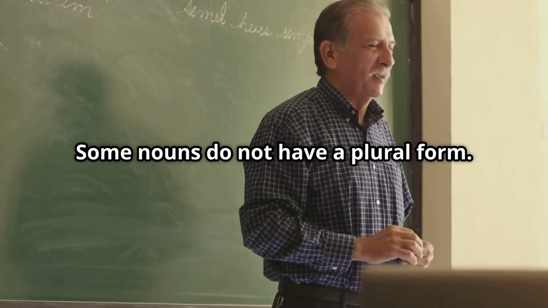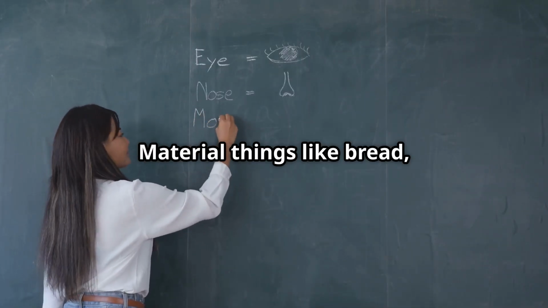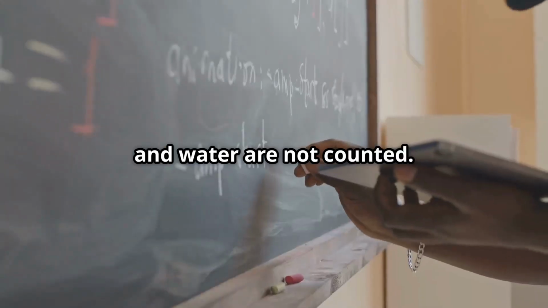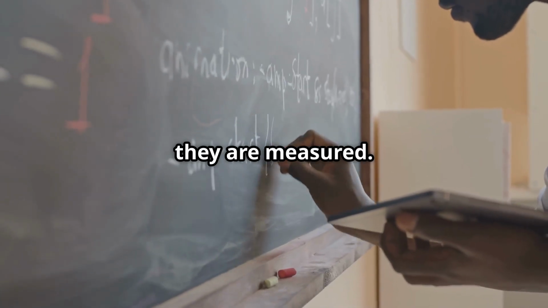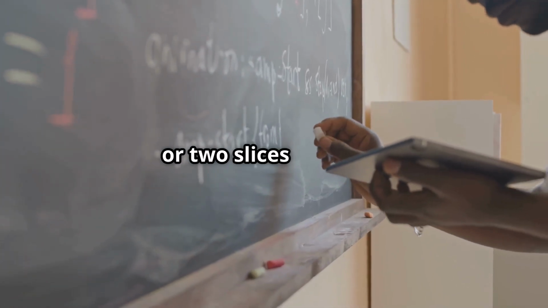Some nouns do not have a plural form. These nouns are called non-count nouns. Material things like bread, butter, coffee, gold, oxygen, silver, sugar, and water are not counted. Instead, they are measured. We do not say, give me 2 breads, we say, give me 2 loaves of bread or 2 slices of bread.